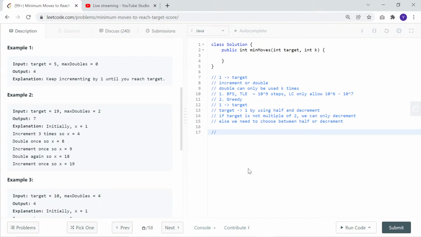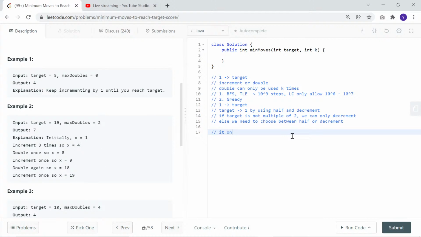There is another constraint of this question, which is it has max doubles. It only allows k half operations if we do it reversely, or k doubles if we do it in the original direction. So assume we have k doubles, then should we do the double earlier in the process, or should we do double later in the process when we go in the original direction?